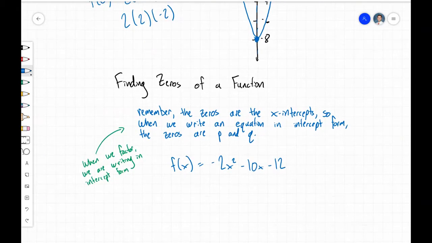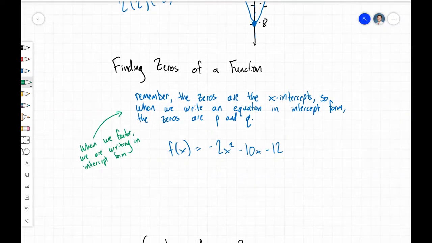Now just a brief reminder here on finding the zeros of a function. This is actually something we've already done, right? The zeros of a function are the x-intercepts. So when we write an equation in intercept form, the zeros will be p and q. So let's look at this one example. We have f of x equals negative 2x squared minus 10x minus 12.